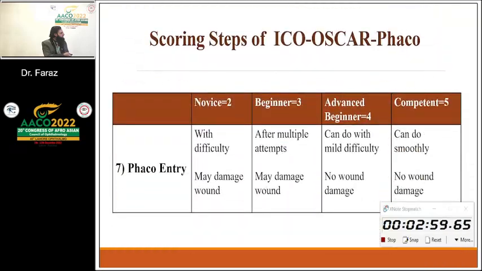Like how we insert phaco entry. So these are the 4 grades which the system has done. If a resident can insert the phaco probe with some difficulty and can damage the wound or cornea, he will be level 2.